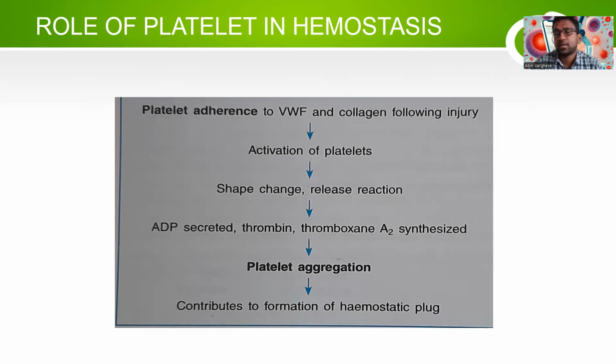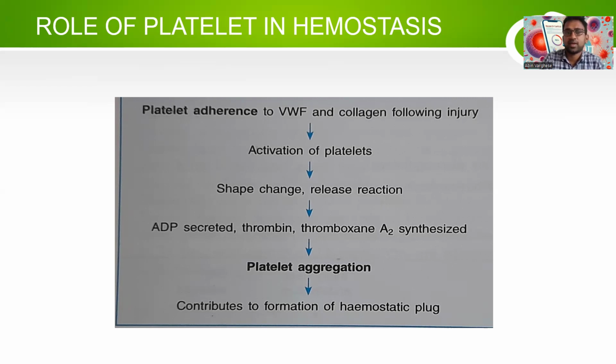The platelets adhere to the von Willebrand factor and the collagen following an injury. This causes the activation of platelets, a change in shape, and the release reaction. The serotonin produced from platelets helps in vasoconstriction also, and ADP, thrombin, and thromboxane A2 are secreted. This causes platelet aggregation. First is adhesion, followed by aggregation, and it forms a hemostatic plug.